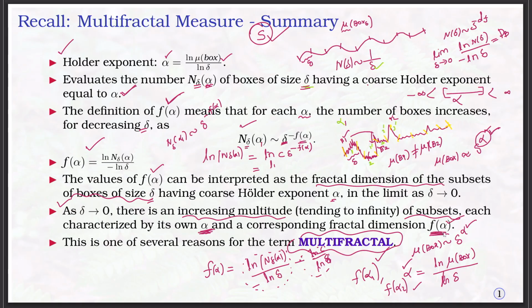So, if this alpha ranges over this closed interval, then we can get the spectrum of f of alpha. There are multiple fractal dimensions. Therefore, it is called the multifractal. Multifractal, because the fractal itself satisfies the scale property, that means the self-similar property. If you take any corner of the fractal, you will get the same structure.